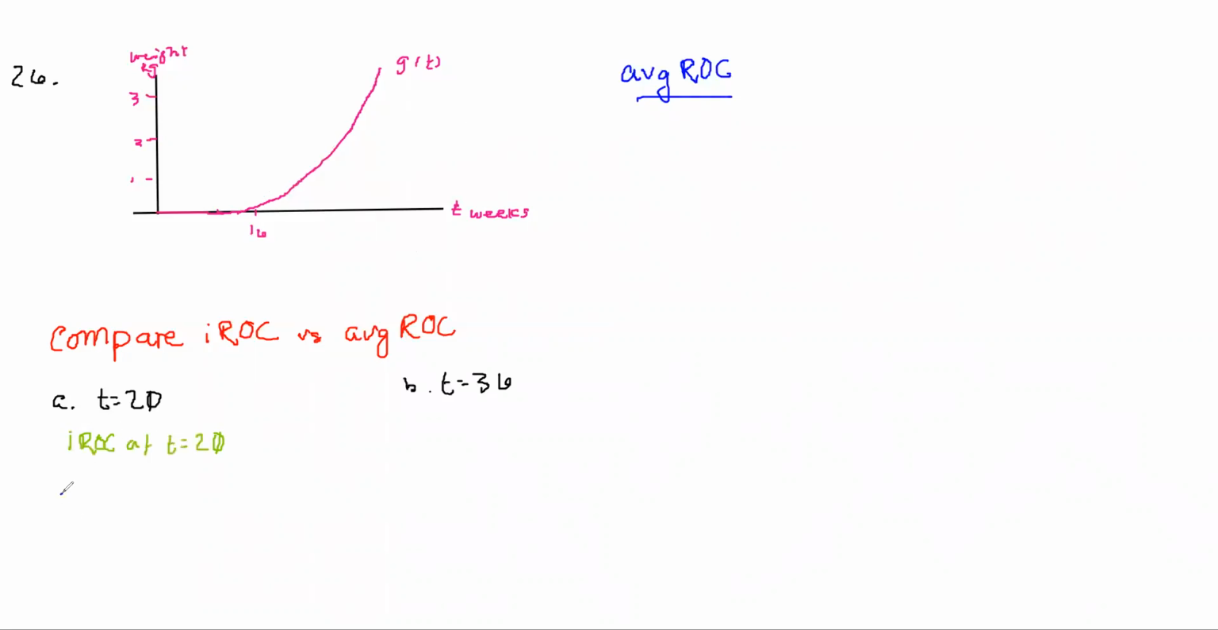Average rate of change of what? The secant between those 2 points. Which 2 points? At t is equal to 20 and t is equal to 36. Not quite. That would look something like this, and that's not what I'm going for. I'm looking to compare the average rate of change over the 40-week period.